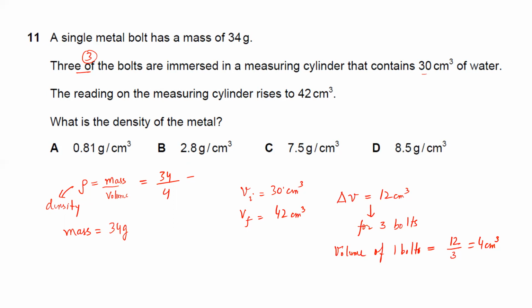34 divided by 4. So this comes out to be around 8.5. It's good to cross check. So it is 8.5 grams per centimeter cube. So this value is in grams, this value is in centimeter cube. Okay, so this is how you solve this.